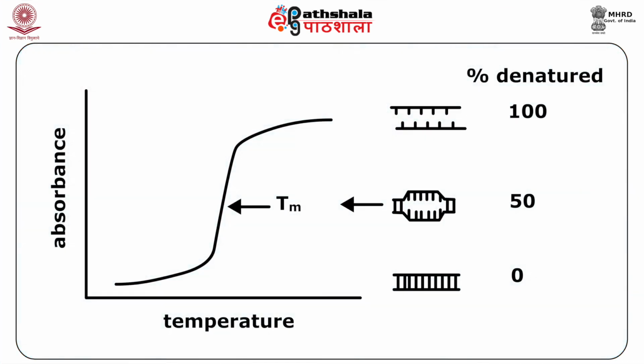If we look at this particular figure, the increase in absorbance at 260 nanometer, when plotted against the temperature, gives a sharp curve. The midpoint of the rise in absorbance marks the melting point, also known as the Tm. This melting temperature is higher in DNA which is rich in GC content, because more energy is required to break 3 hydrogen bonds of a GC pair compared with 2 hydrogen bonds of an AT base pair.